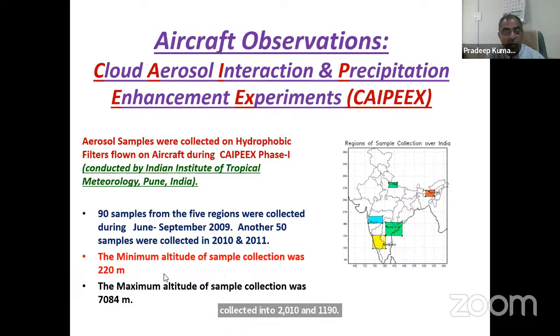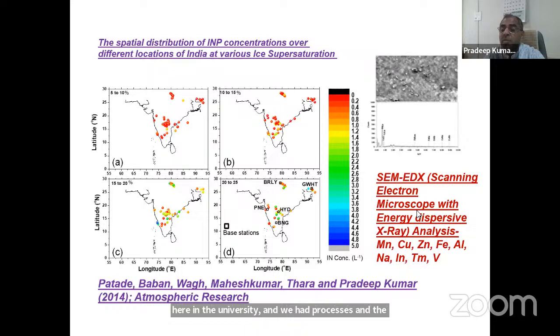The minimum altitude of sample collection was 220 meters, and the maximum altitude was about 7 kilometers. So between this altitude range, the aerosol particles were collected. They were brought into my lab here in the university, and we processed them, and the ice nucleating particles were counted. And we also did the chemical analysis to find out what kind of minerals they had.